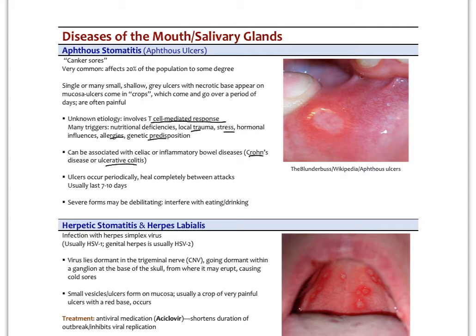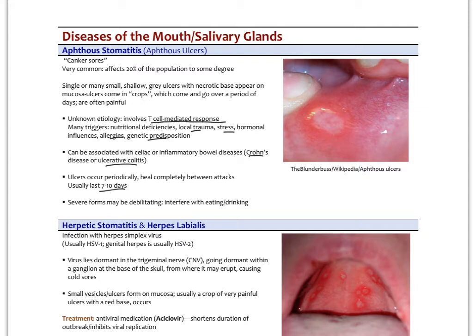They occur periodically. They usually heal completely between attacks. Usually they last about a week. So anything lasting over a week, we're going to get a little bit more concerned that this is not just a simple mouth ulcer. Now sometimes one will heal, another pops up, and that's not atypical. But they should usually take about 7 to 10 days to heal.